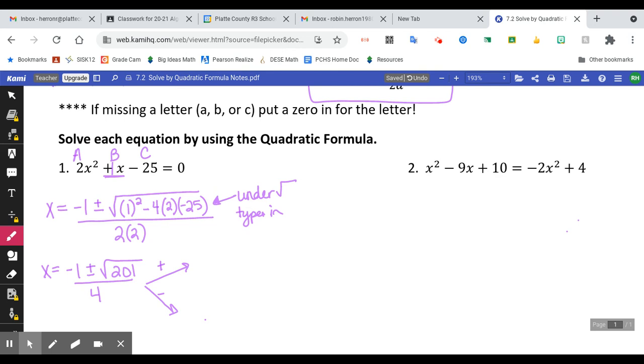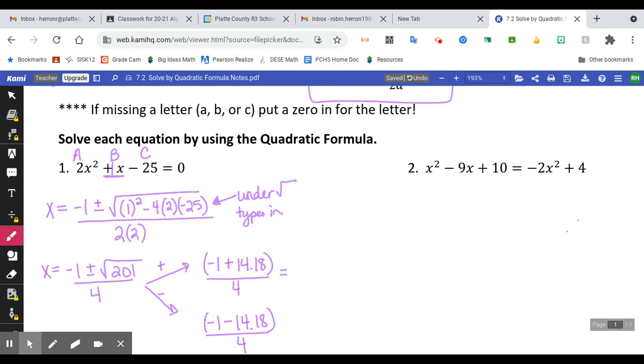One's going to be a positive and one's going to be a negative. So I'm going to start with -1 plus 14.18. That's what I get when I take the square root of 201, divided by 4. And then I'm going to do it again, but with a minus sign: negative 1 minus 14.18 divided by 4. You're going to keep these in parentheses so that you can do it all at once.